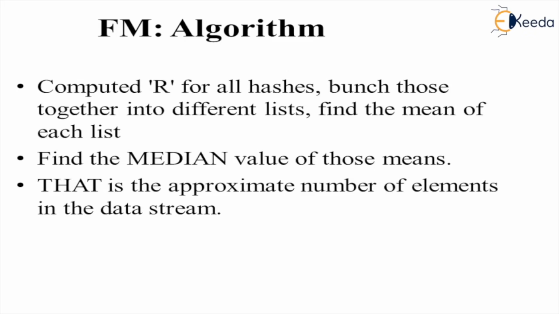Compute r for all the hashes. Bunch those together into different lists. Find the mean of each list. Find the median value of those means. That is the approximate number of elements in the data stream.